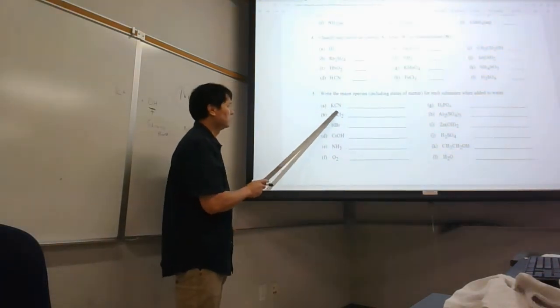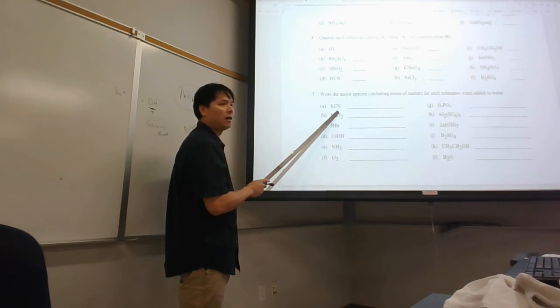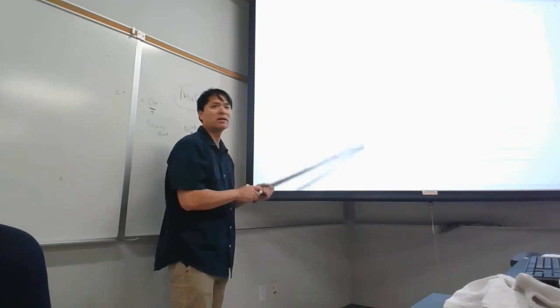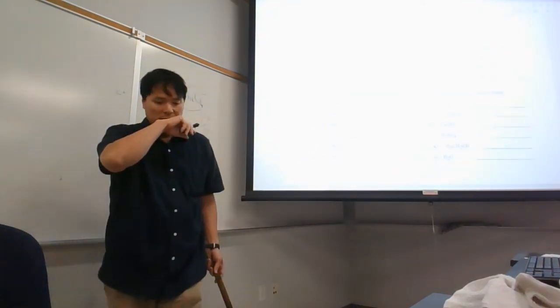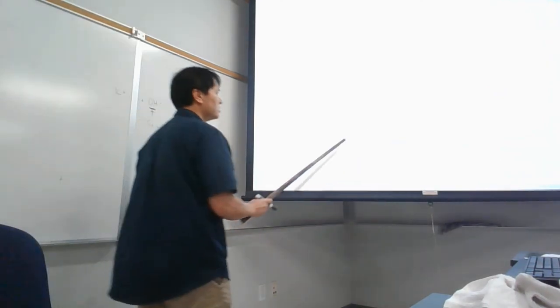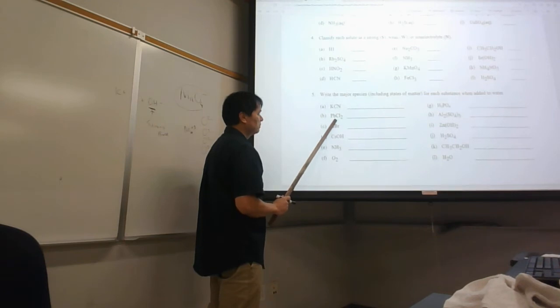What's this called? Potassium cyanide. It's an ionic compound, so we call it a salt. And is it soluble? Yeah. And so this is going to dissociate into potassium ions and cyanide ions. This one?